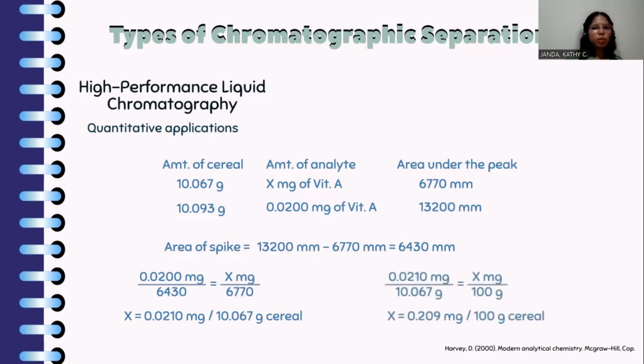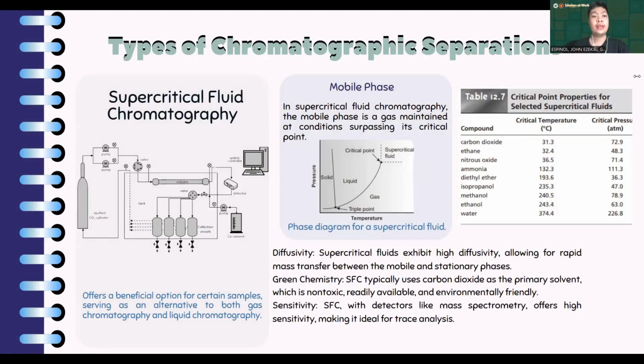To express it as 100 grams of sample, we would also utilize the ratio of the unspiked to original amount and equate it to the unknown mass per 100 grams of sample. From this, the final answer would be 0.209 milligrams or approximately 0.21 milligrams of vitamin A in 100 grams of cereal. Now, let us proceed to another type of chromatographic separation.